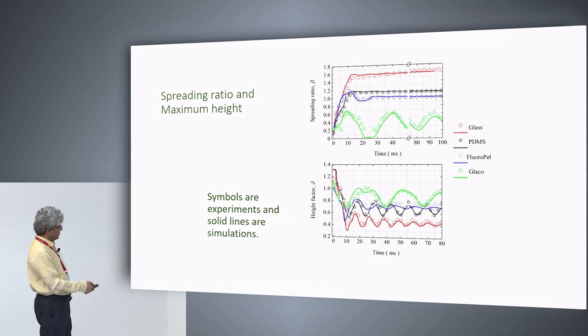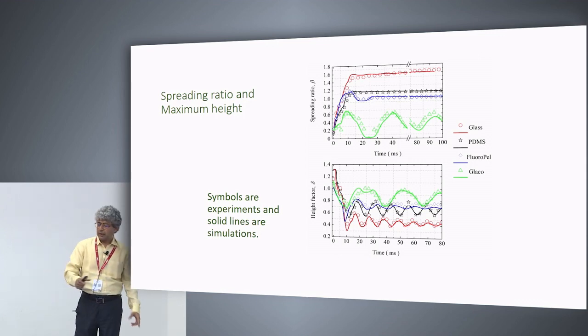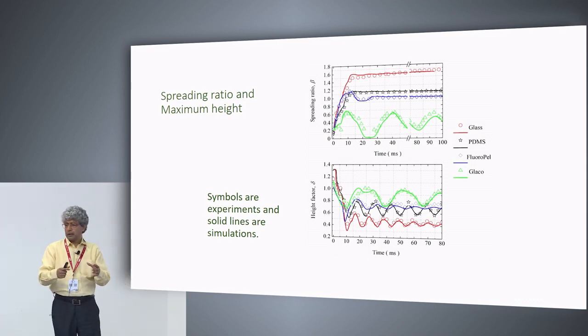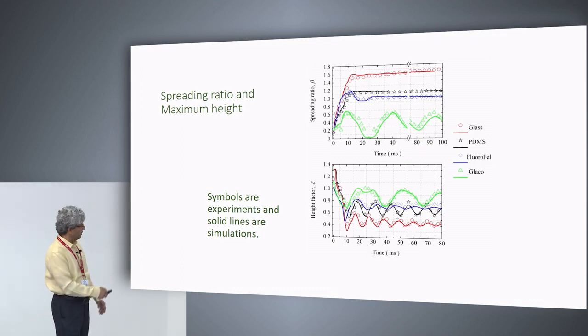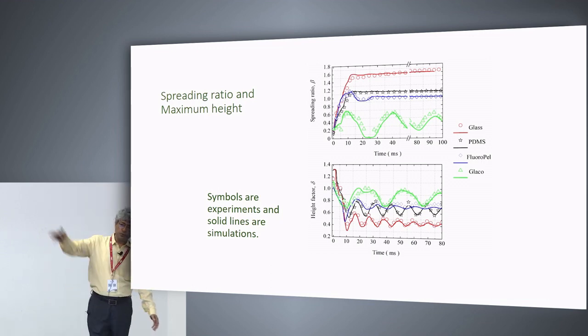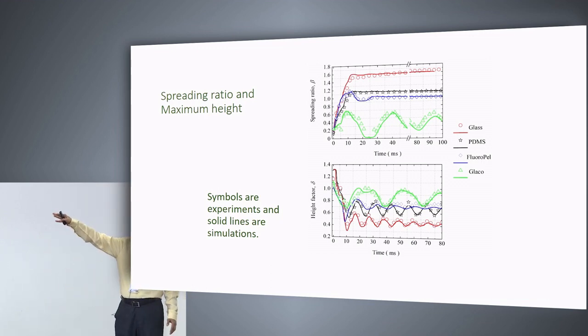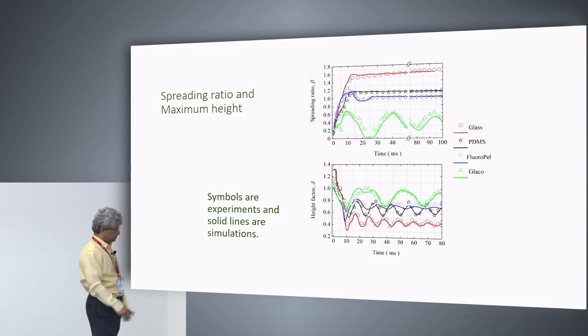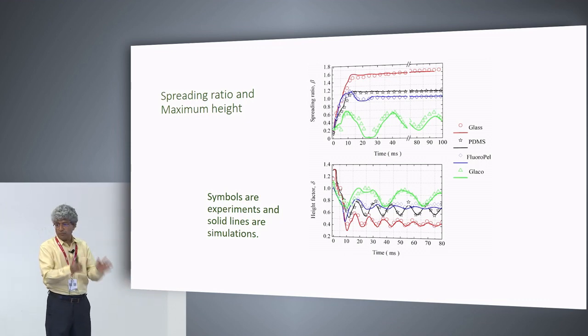Just to show the spreading ratio, for PDMS you can see that it has become a constant because in a way it's frozen, it is pinned at the contact line. And I have shown you data only up to 100 milliseconds. If you wait long enough, it will approach equilibrium. That may happen over, let's say, 2 seconds of time. So I'm just showing you the initial part of spreading.